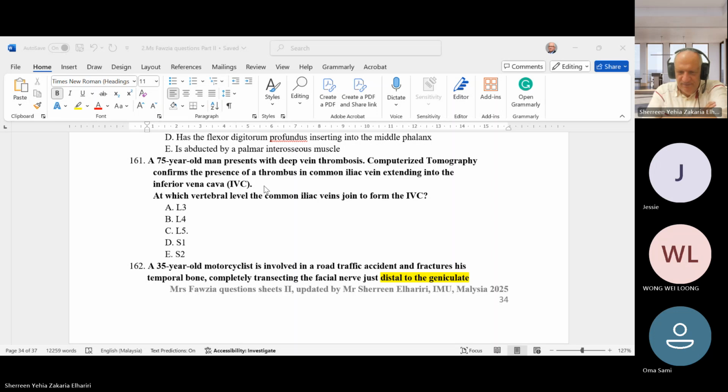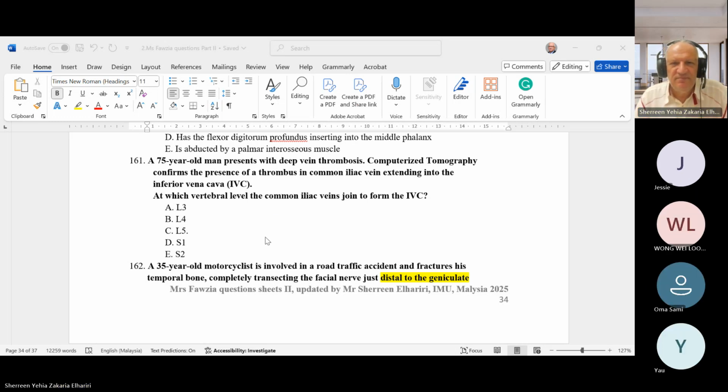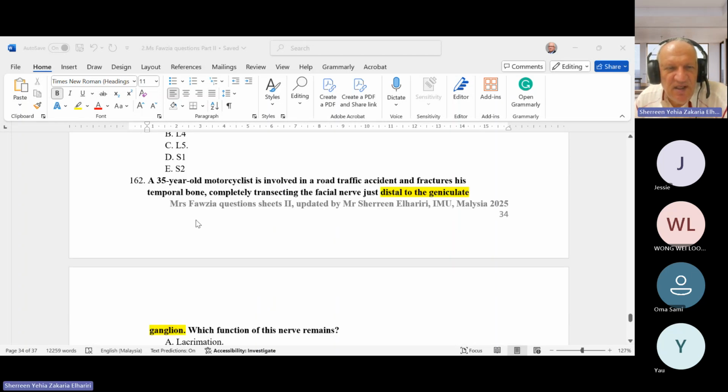Anyone? L5. What about the aorta? Oh, L4. Aorta L4. Okay, so aorta is L4, IVC is L5. This level is very important.